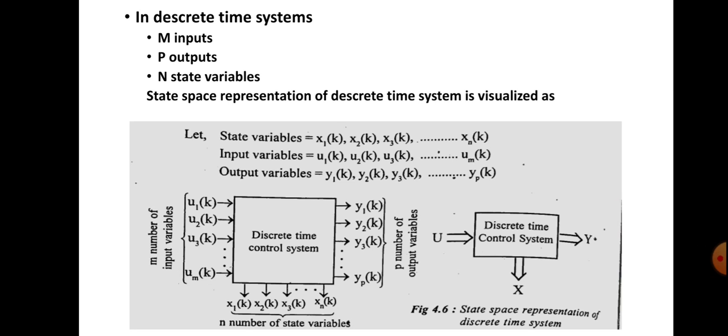So we can represent the discrete time control system as follows. Here the input is u1 of k to um of k, that is m number of input variables, and the state variables are x1 of k to xn of k, that is n number of state variables, and output variables are y1 of k to yp of k, that is p number of output variables. And the discrete time control system can be represented with u input, y output and x state variable. So this is the state space representation of the discrete time system.